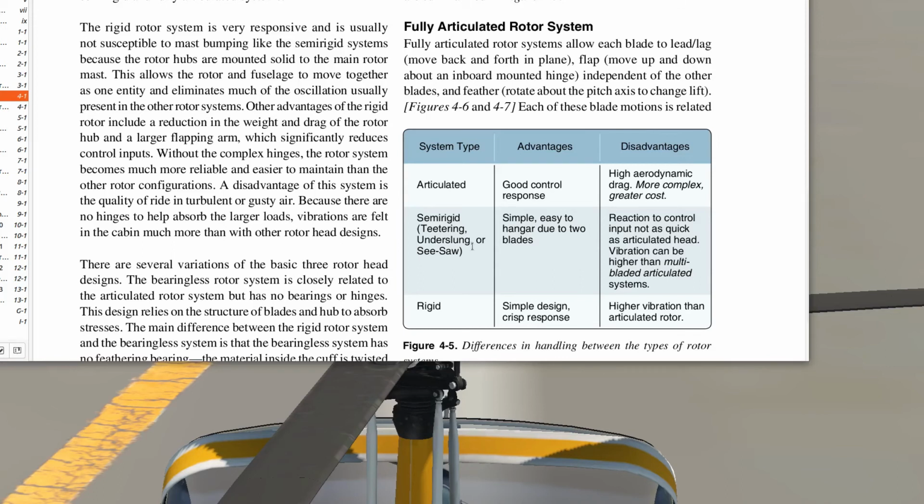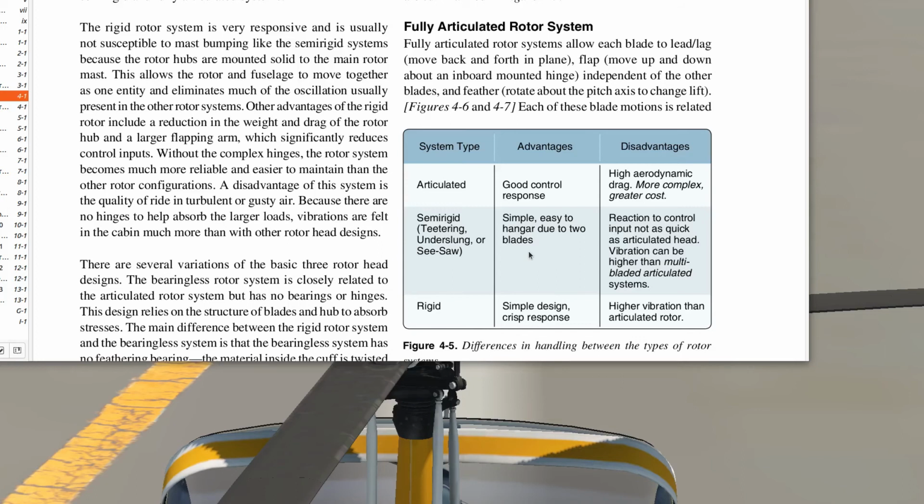Semi-rigid system, what are its advantages? It's simple. And I think a big advantage is it's easier to hangar, right? If you have a couple of Robinsons or a couple of Bells, you can just stack those in the hangar. They don't take up a lot of real estate. You know, if you look at some of the military helicopters, of course, they have a system where you can essentially fold up the blades for easy storage, but most helicopters don't have them.